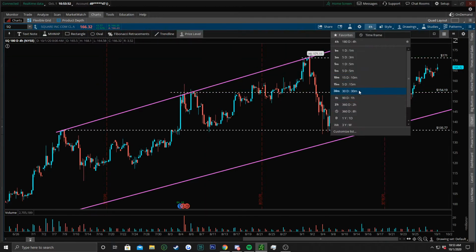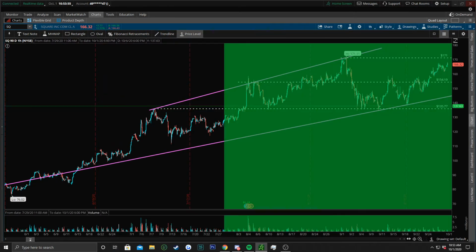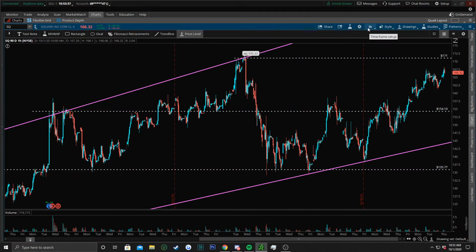So now we're going to break it down to a smaller time frame, and I think I like to go down to the hour. I did add this 30-day, 30-minute. It's a pretty good time frame because I like the 30-minute, but the normal one's 10 days.